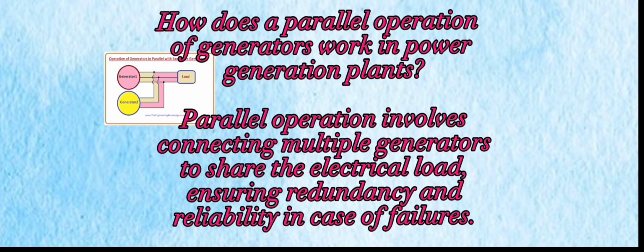How does a parallel operation of generators work in power generation plants? Parallel operation involves connecting multiple generators to share the electrical load, ensuring redundancy and reliability in case of failures.